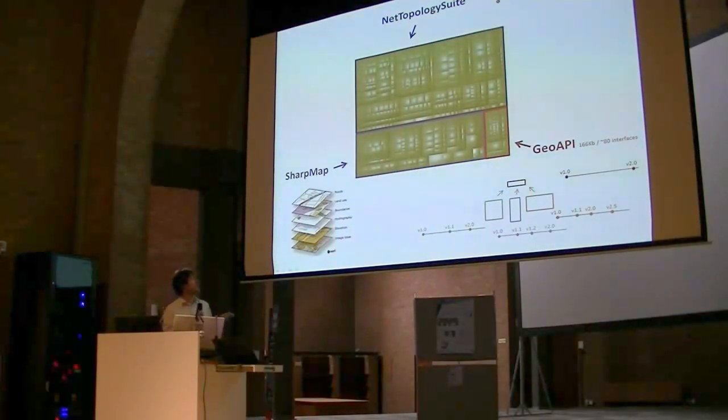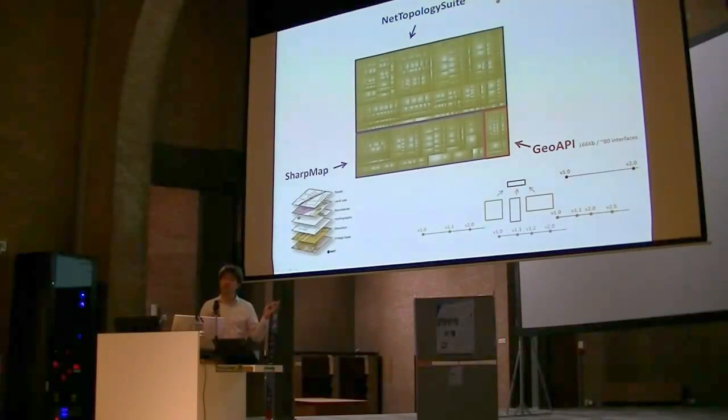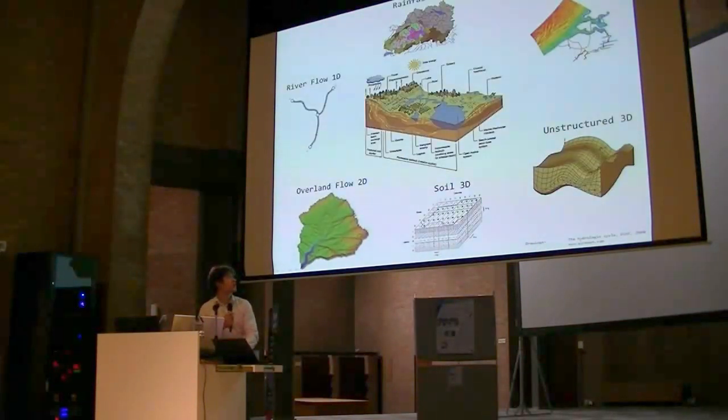And SharpMap itself is a library which is able to render nice maps, so you can add different layers, rasters, vectors, and use different data sources. And with GeoAPI, we hope it will be something that we will share between SharpMap and other spatial communities. These libraries we use quite extensively in our software.